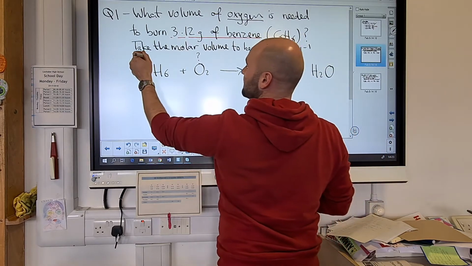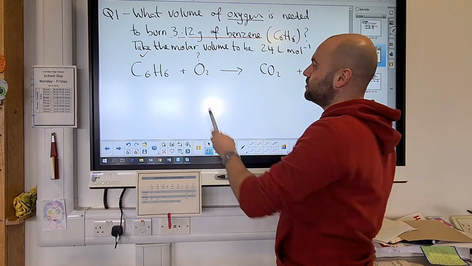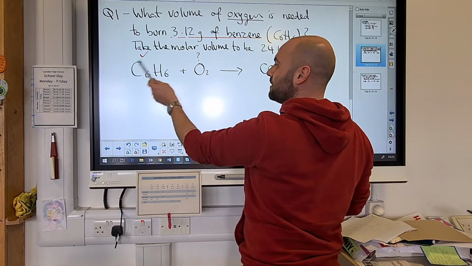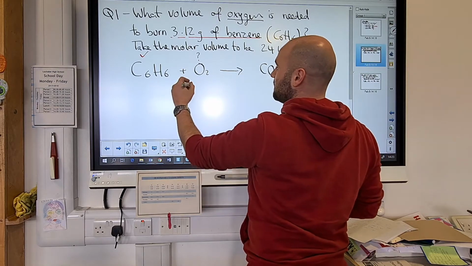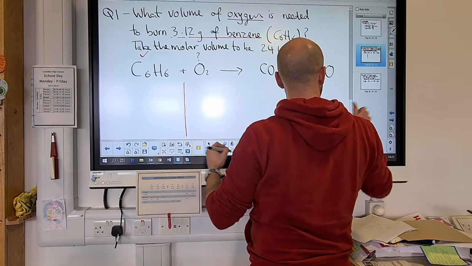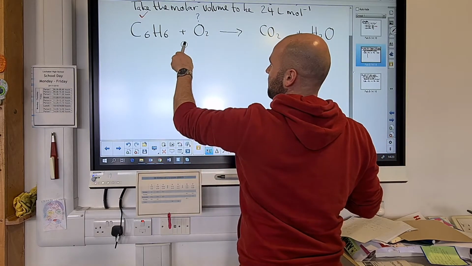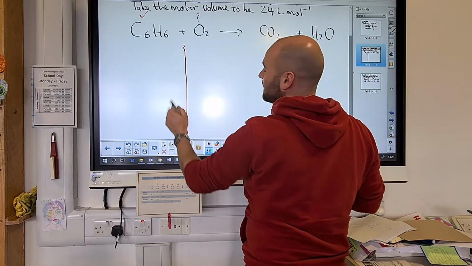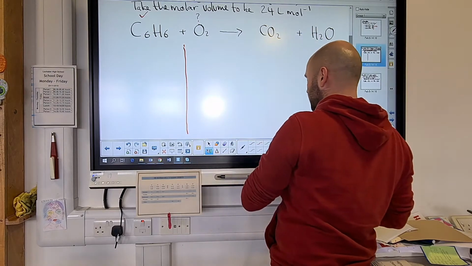This is something that's given to us. So I'm going to put a little tick on top of benzene because this is something I know. So I'm only working with these two things, and because it's just these two, I'm going to divide my page as such, so I can see clearly this side of the calculations and this side of the calculations.